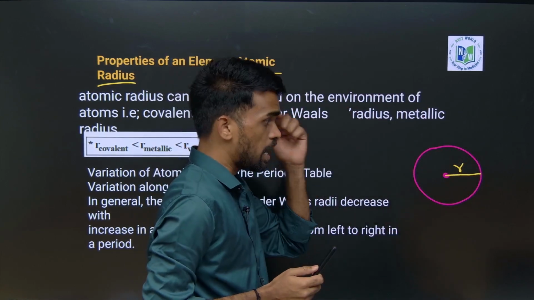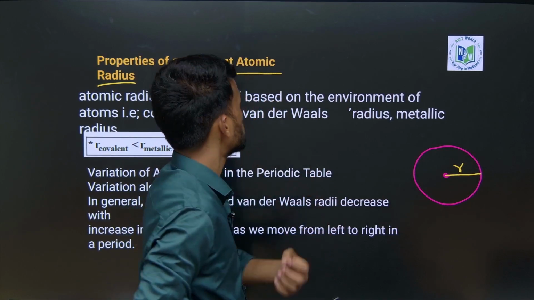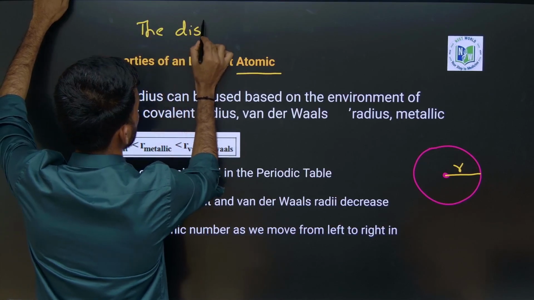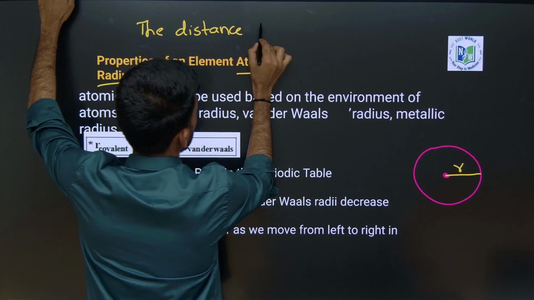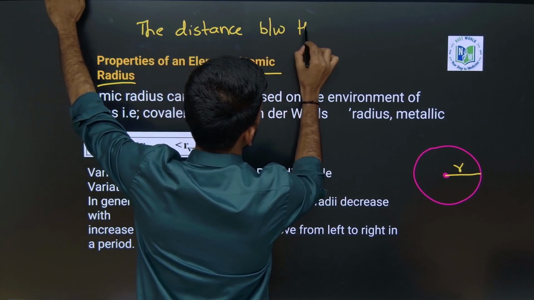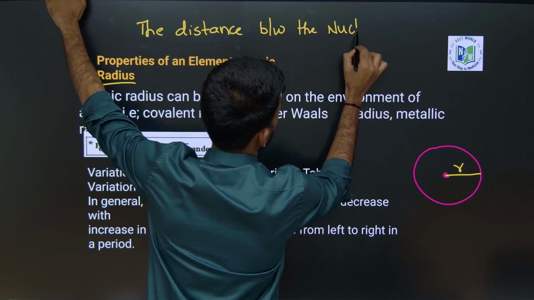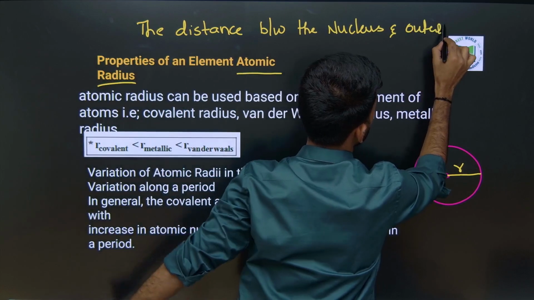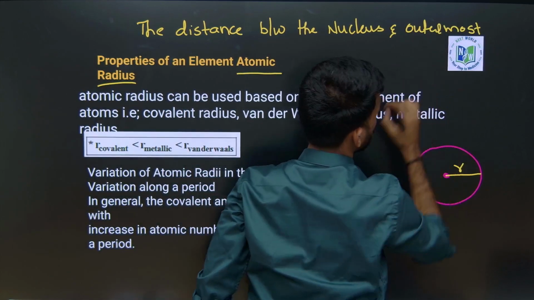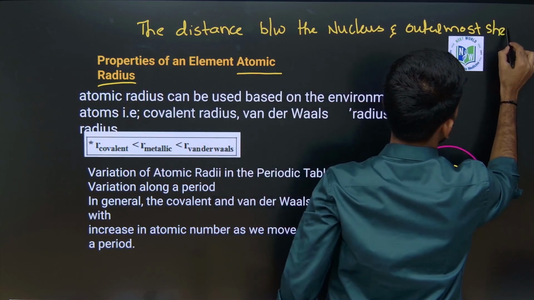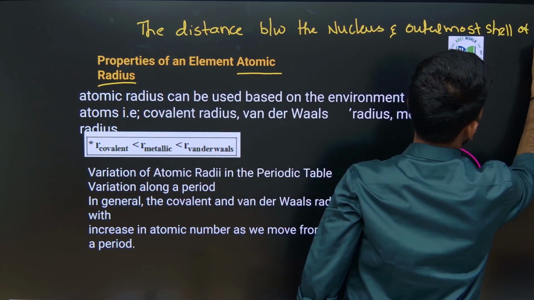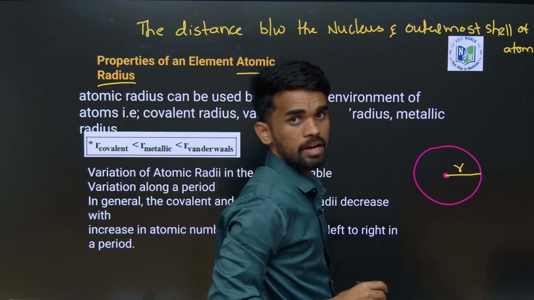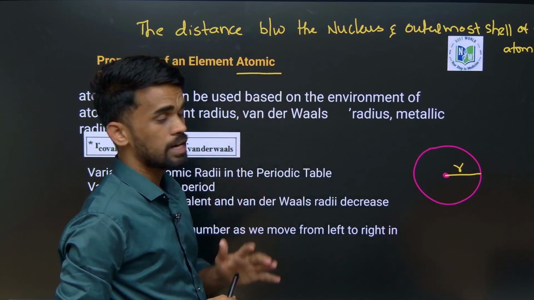Okay, so this atomic radius depends on what? What am I defining? The distance between the nucleus and the outermost shell of an atom is considered as atomic radius.